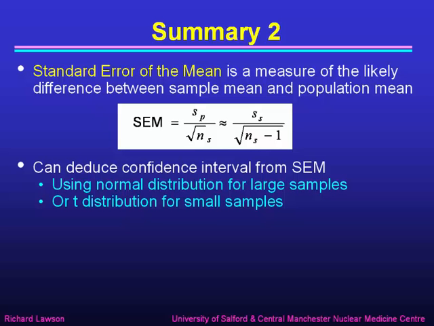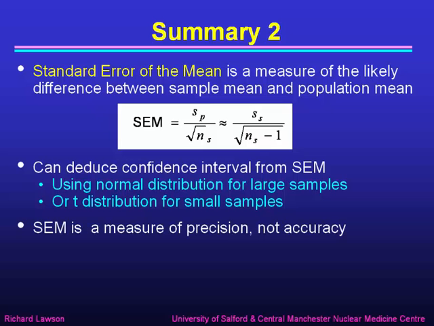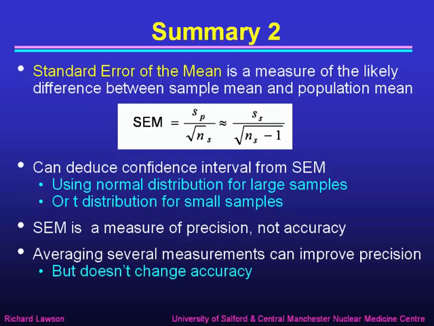And you can deduce confidence intervals from the standard error of the mean using the normal distribution if we've got large samples of more than about 30, or the t-distribution for small samples of less than 30. And remember that the standard error of the mean is a measure of precision, not of accuracy. Finally, we saw how averaging several measurements can improve precision, but of course it doesn't do anything for accuracy.